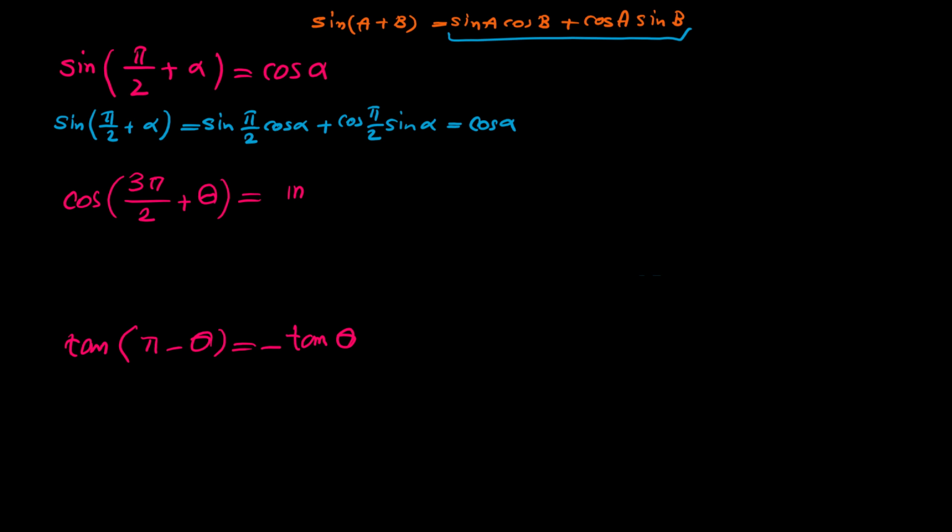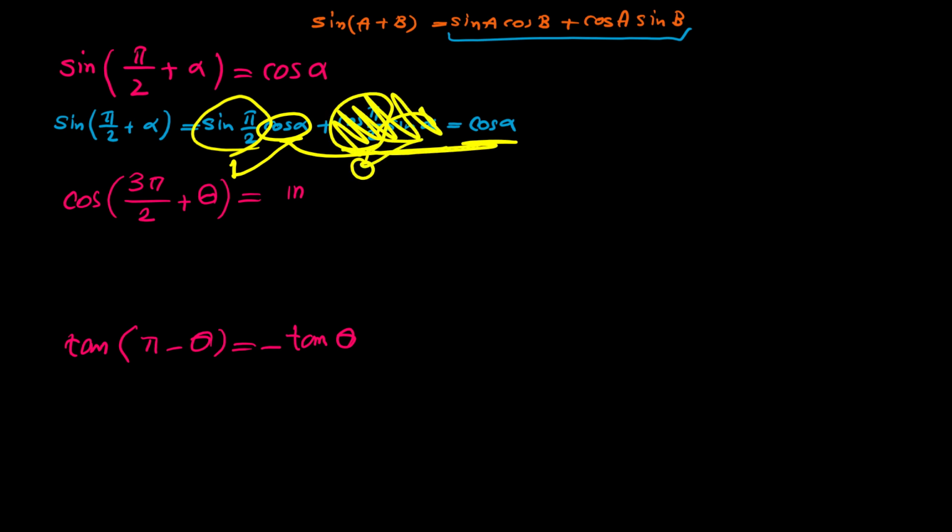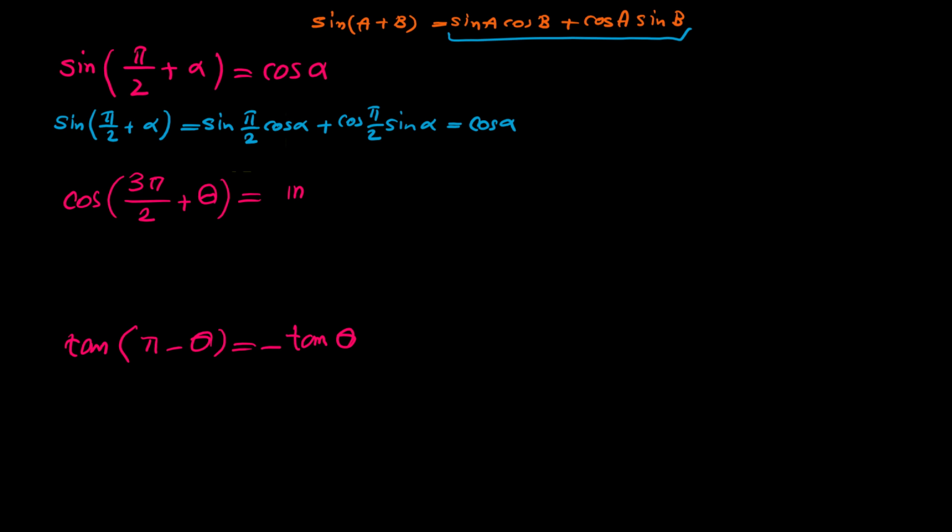We prove this relation. So again, this is 1. 1 times cosine is cosine. This is 0. 0 times sine is 0. So this is gone, and this is cosine, which is the other side. This completes the proof of this relation.